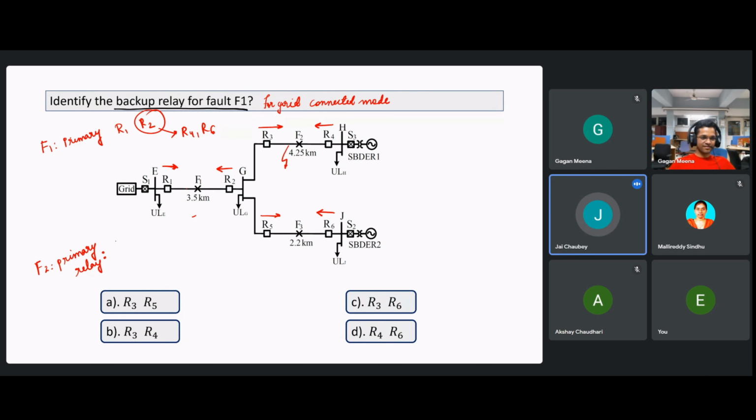So both will be protected. So what will be the backup for R4? Is there any backup for R4? No, R4 has no backup. So what is the backup for R3?